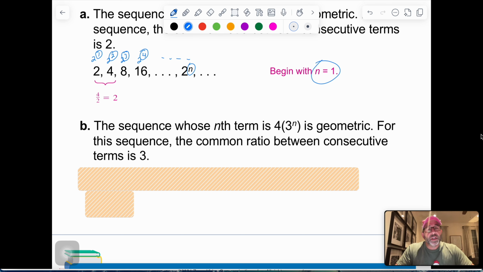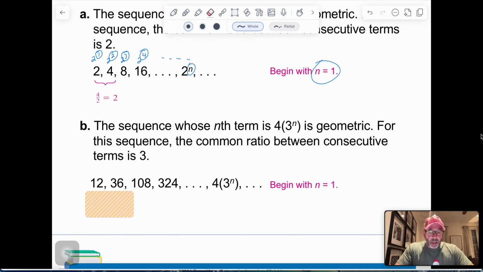Why? Well, the common ratio between these terms is 3. How do we find that? If I go ahead and put in 4 times 3 to the first power, this is going to generate 4 times 3, which is just 12. So our first term here is going to be 12.